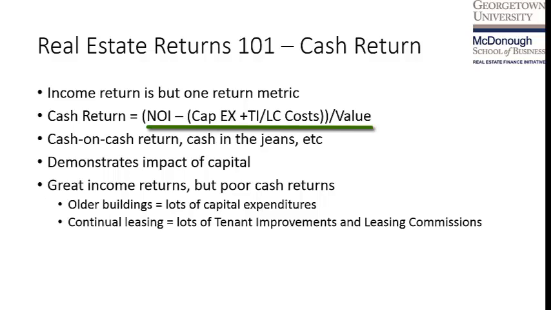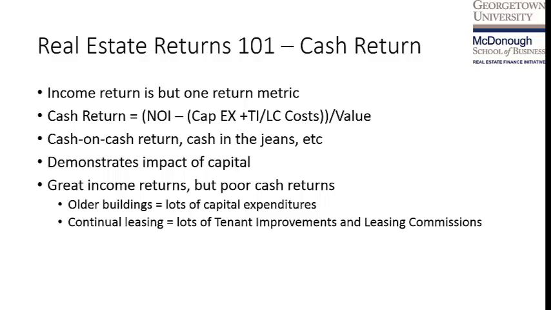So it's the NOI minus the CapEx and the TIs and leasing commissions over whatever the valuation is of the asset. The cash return is often referred to as the cash-on-cash return, although that's more of a levered concept, or really the cash in the jeans. This is the money that you get as the owner of the property on a monthly basis or an annual basis after everything has been paid. And really the cash return's role is to demonstrate the impact of capital on cash flow.